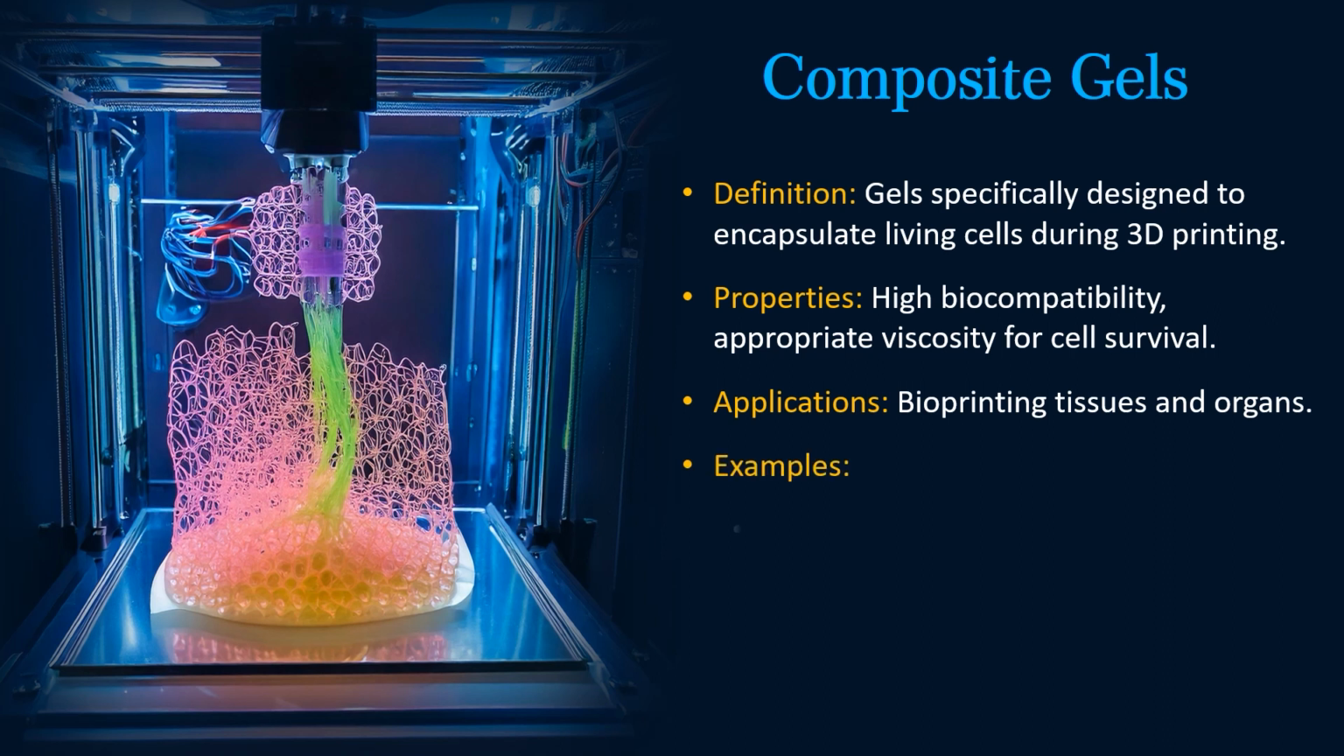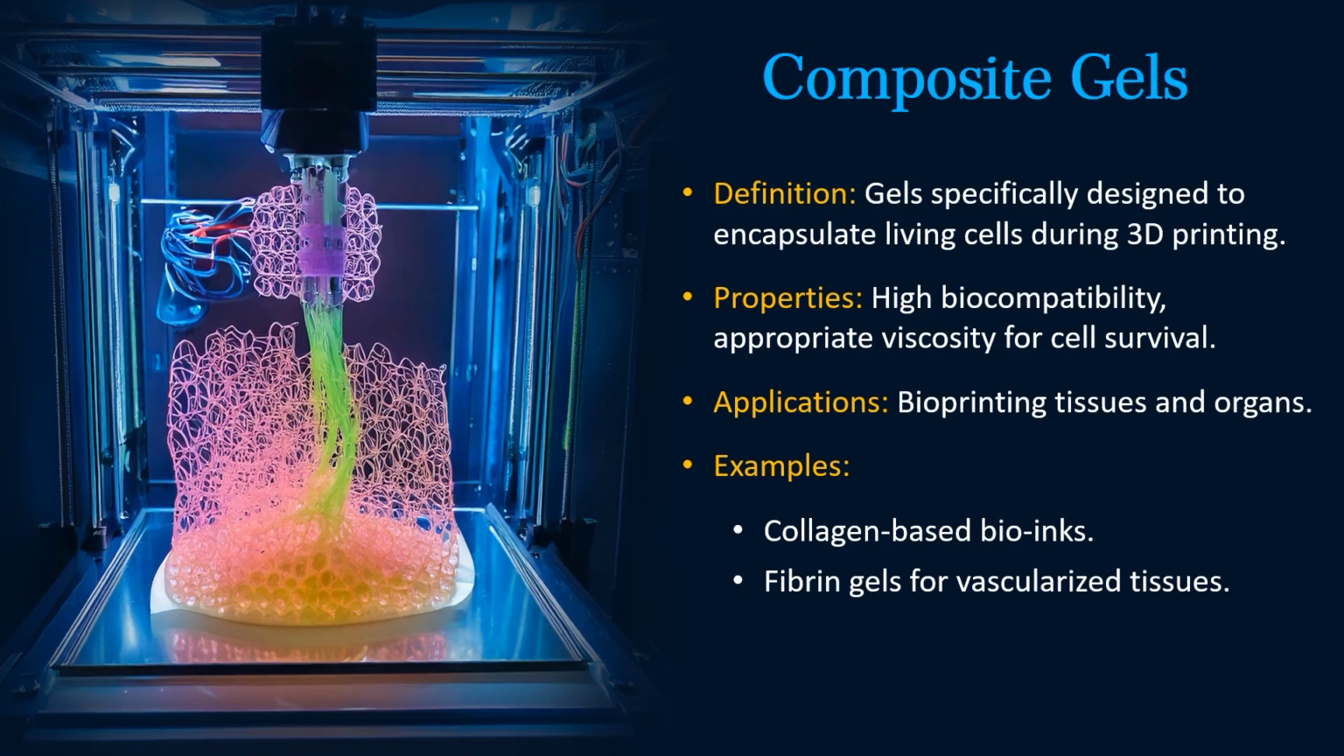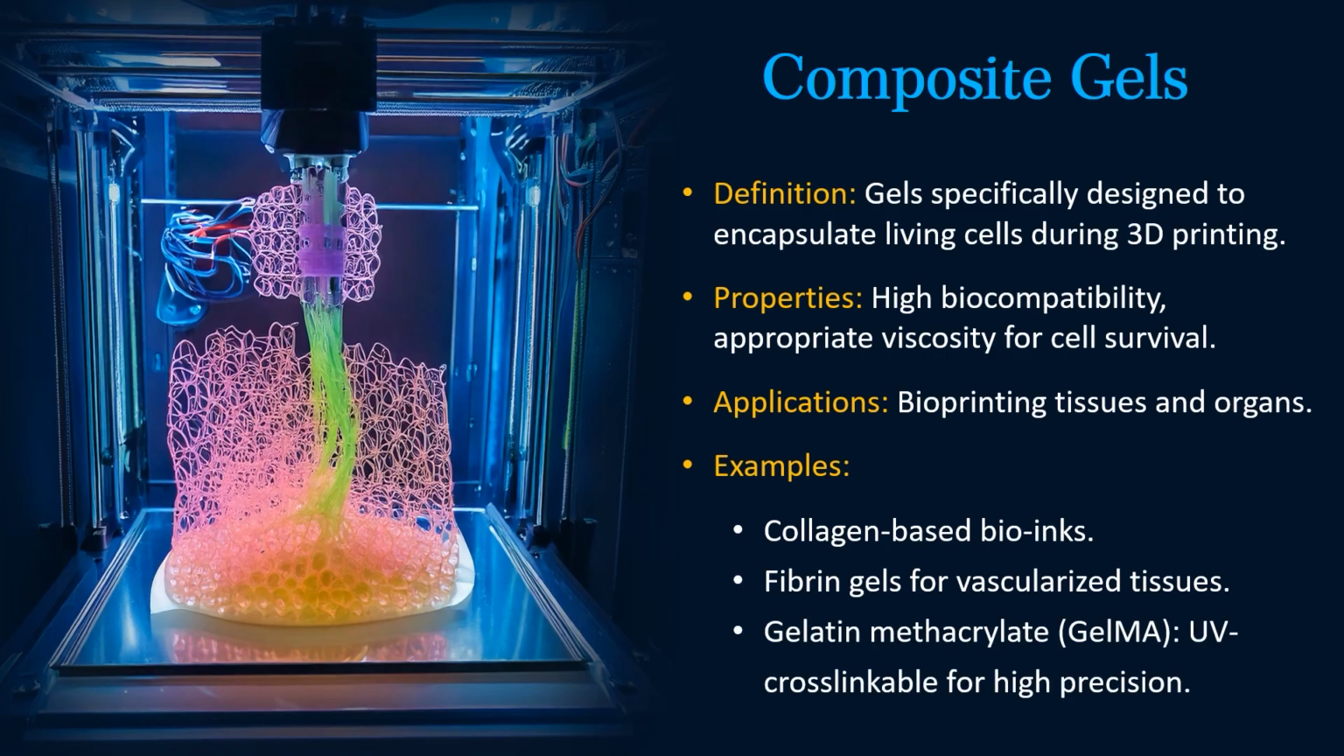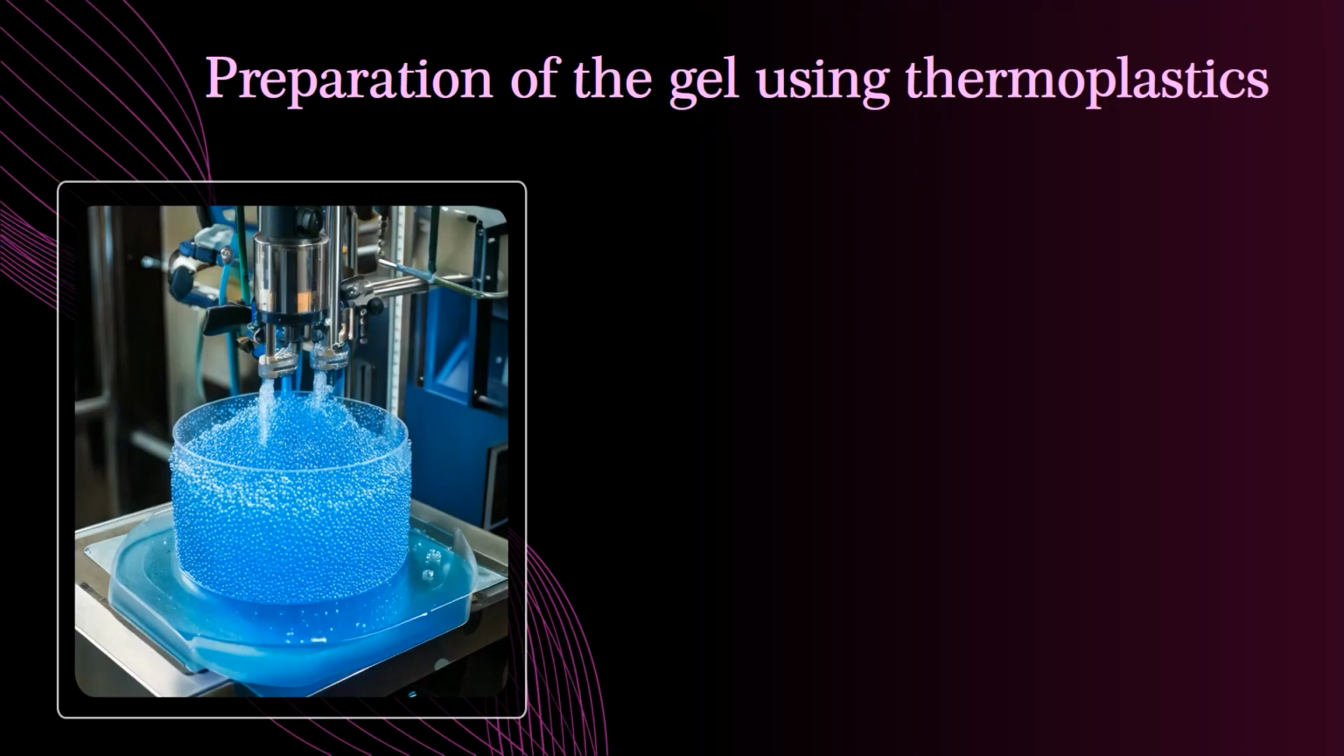Examples are collagen-based bioinks and fibrin gels for different types of tissues. Normally, these are made into the final component based upon UV cross-linking, and normally with these types of bioink gels, the final part is of high dimensional accuracy, and they have high precision also. Now coming to the preparation of these types of gels using thermoplastic.